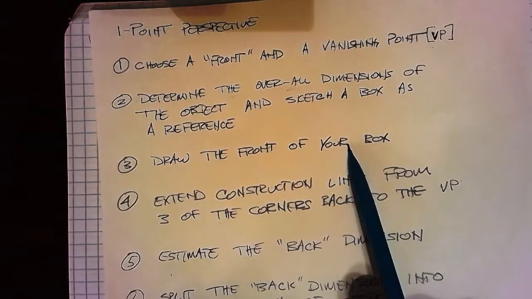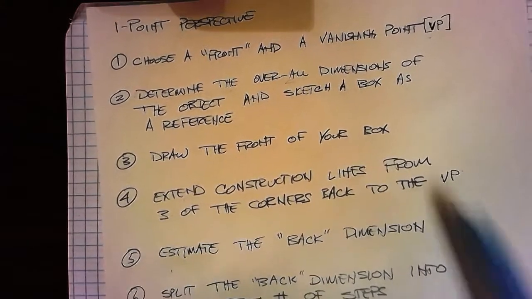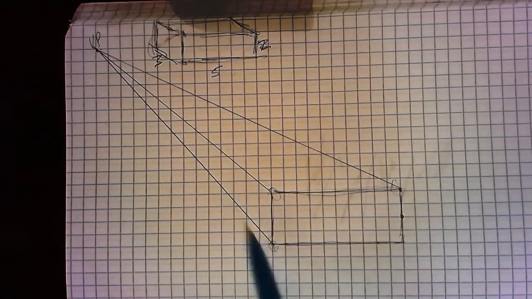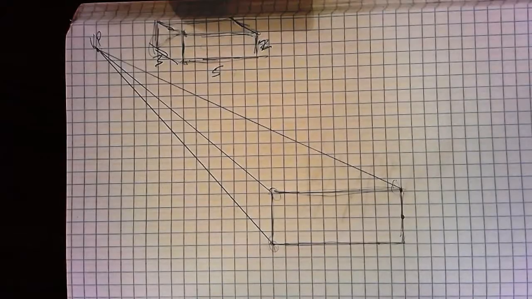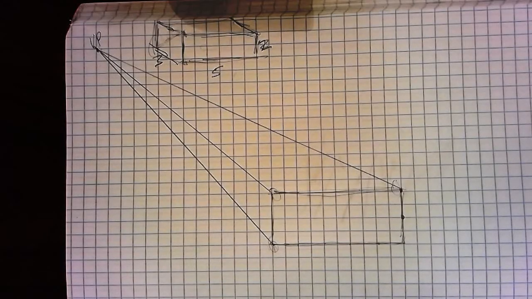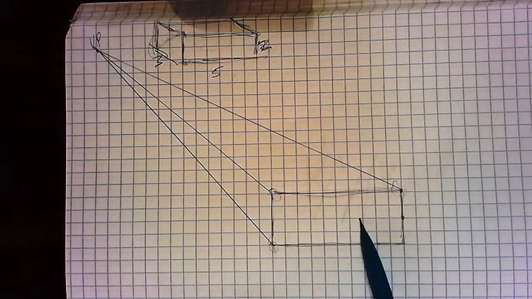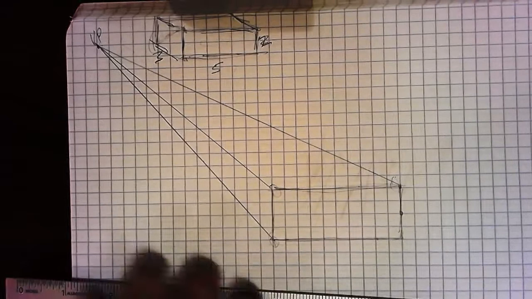So I've drawn, let's go through the steps. I drew the front of my box. I just extended construction lines from 3 of the corners back to the vanishing point, VP. I'm not going to do this one right now, although I could. Let's wait and see. We could always draw this one back first, and even though we wouldn't necessarily see it, it might help later on to do that. So for now, I won't, but we might do it later. Next.